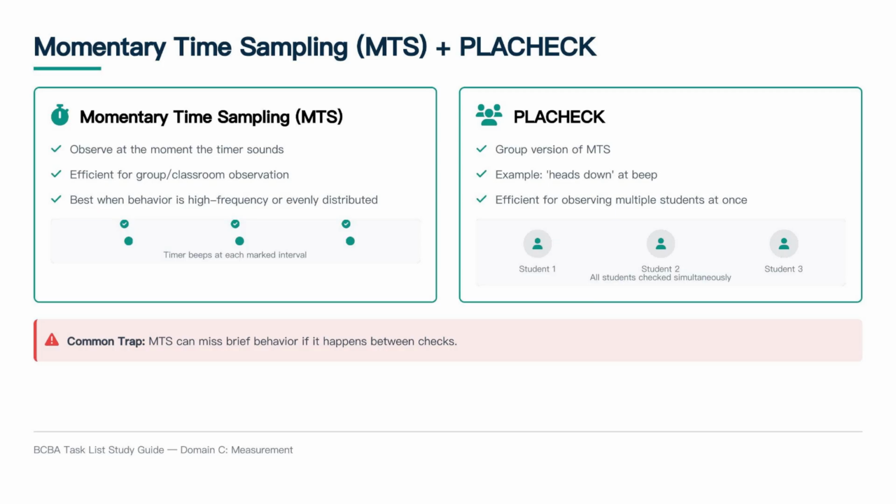Momentary time sampling checks behavior at the exact moment the timer sounds, making it efficient for classrooms or group settings, especially when behavior is high frequency or evenly distributed. PLACHECK is essentially the group version, checking multiple students at the beep. But don't forget the trap. Brief behavior can be missed if it occurs between checks, so your conclusions should reflect that limitation.